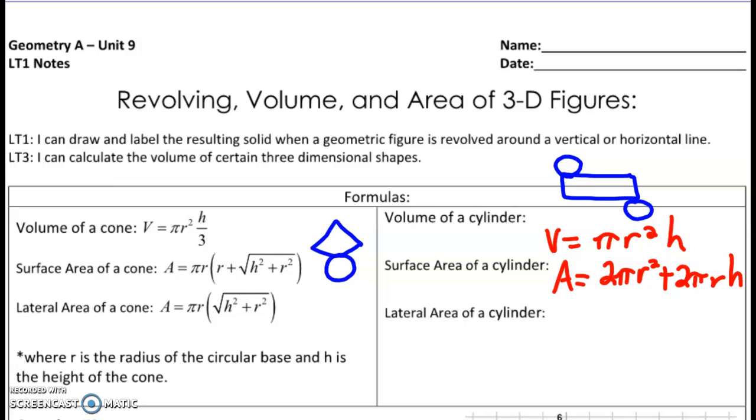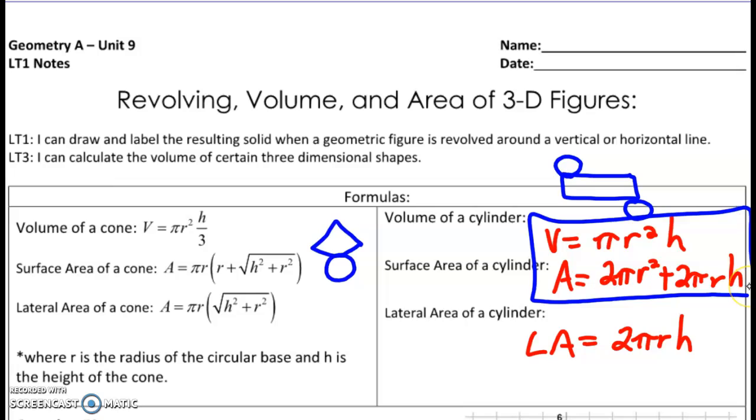Now, if we were talking about the lateral area, then we would not include the 2 bases. And I think we decided we're going to skip the lateral area for e-learning. So we're just going to focus on the volume and the surface area. Okay? So we're just moving into three-dimensional things, and let's just do some problems together.